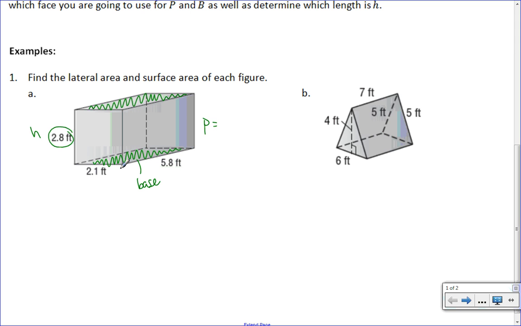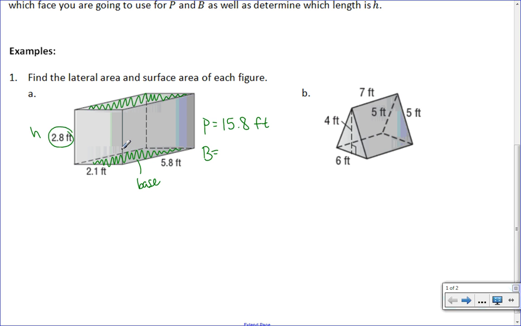Well, this is just a rectangle, so I can use the formula 2L plus 2W, or I could just add up all four sides. Either way, you should get a perimeter of 15.8 feet. And again, that's either 2 times 2.1 plus 2 times 5.8, or you could have just added 2.1 plus 5.8 plus 2.1 plus 5.8. Let's also find the area of the base, since we'll need that as well.